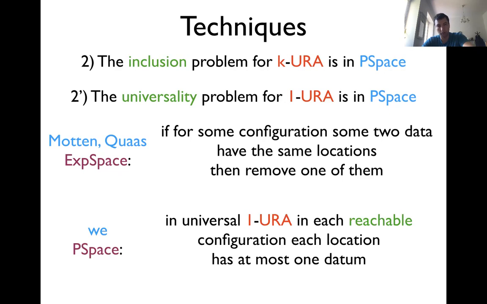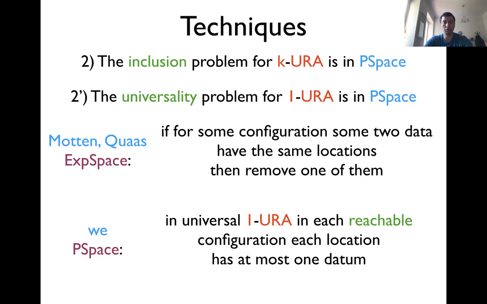We have shown that in a universal one-register unambiguous automaton, in each reachable configuration, each location has at most 1 datum. So it's impossible that for the same state q, you have both q with 1 and q with 2. If we show this, we know that the size of the configuration is at most the number of locations. So this is polynomial, and therefore we can quite easily get a polynomial space algorithm.